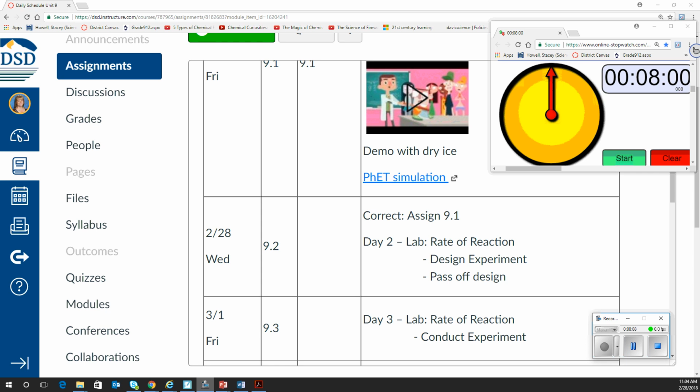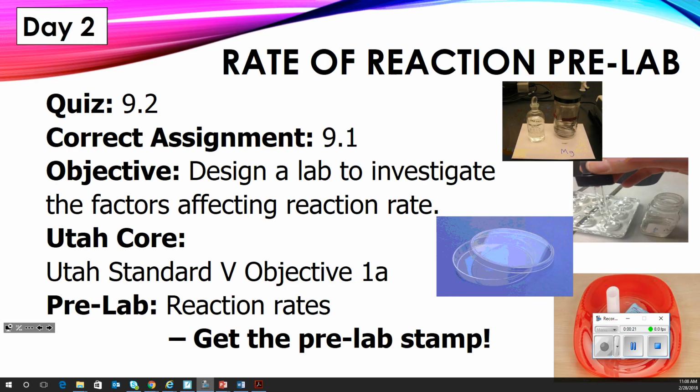Okay, so today you should have taken quiz 9.2. We're going to correct assignment number 1, and then we're going to design an experiment. So let's go ahead and get your assignments out. Pass it. Okay, I do need your attention up front because this is going to take a minute for you to understand, and if you're not listening, you won't understand.